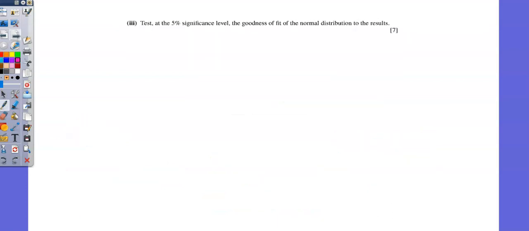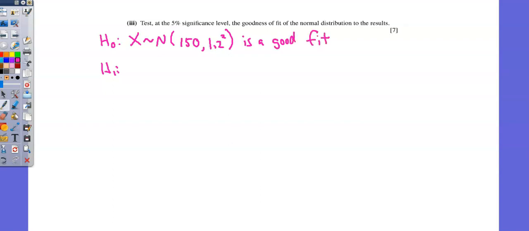Now on to requirement 3: test at the 5% significance level the goodness of fit of the normal distribution to the results. I'll start with hypotheses, the null and the alternative. The null: the variable with a normal distribution of 150 and 1.2 squared is a good fit. And rather than using the notation, you could write that out in some way in English as well. The alternative: it is not a good fit.